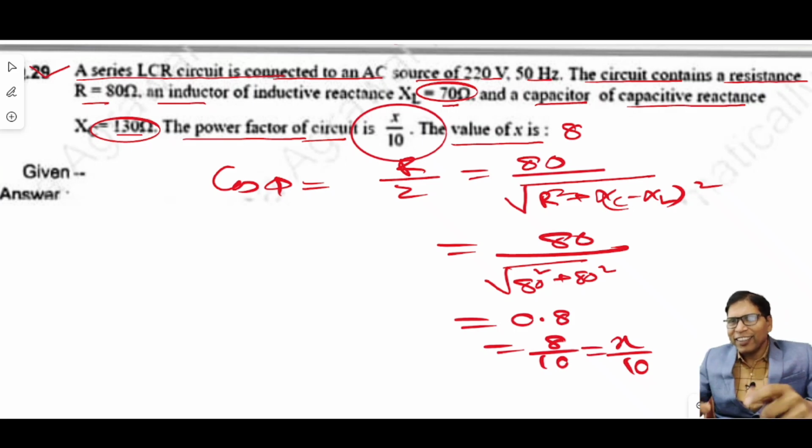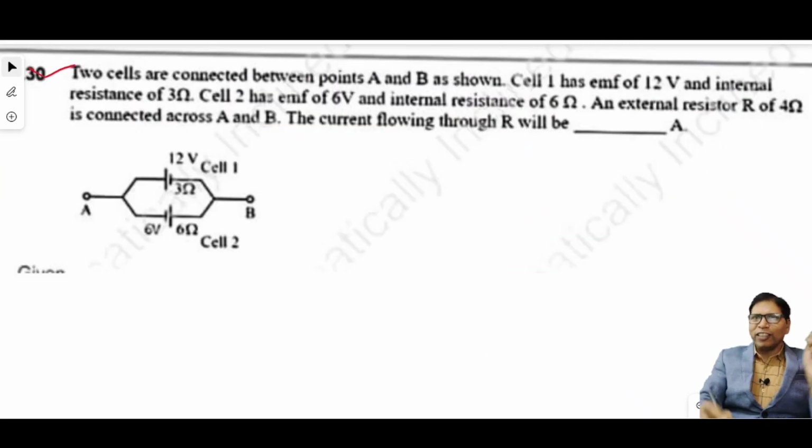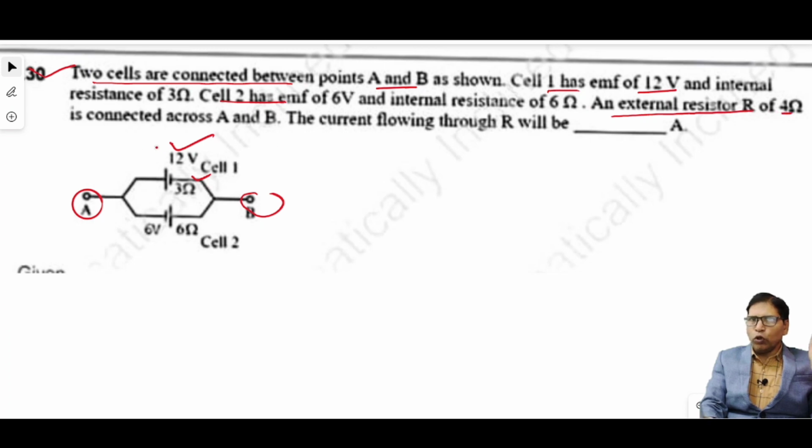Okay, next. Now look at this, last question number 30. Two cells are connected between point A and B. Look at this, this is point A and this is point B as shown. Cell 1 has EMF 12 volt and internal resistance 3 ohm. And cell 2 has 6 volt and internal resistance 6 ohm. And external resistance R equals 4 ohm is connected across A and B. The current flowing through R will be?